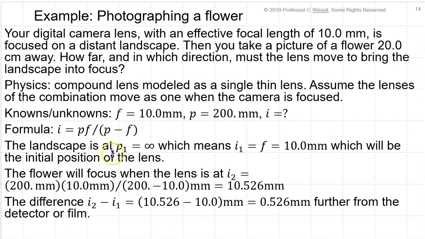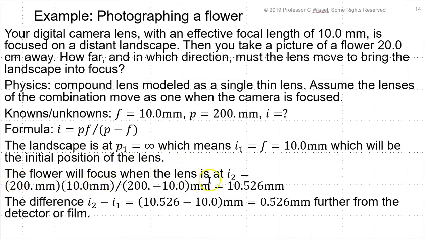Now, the landscape, whenever you're talking about a landscape, that's usually infinity. If they mention landscape, the distance to the object then is probably infinity. So P1 equals infinity. When P1 is infinity, the light will focus at the focal length of the lens. So that immediately means that I1 is F, and that's 10 millimeters. And this will be the initial position of the lens, because guess what? That's where the film has to be. That's how far the film has to be behind the lens to get that to work. So we're going to call that the initial position of the lens.